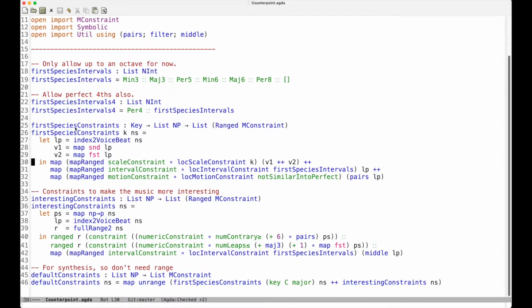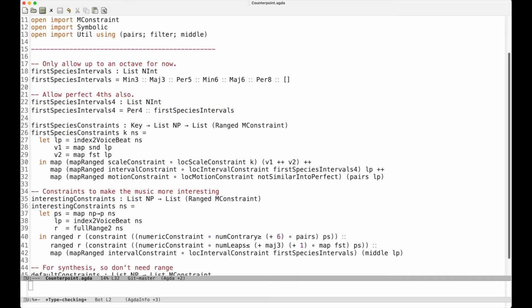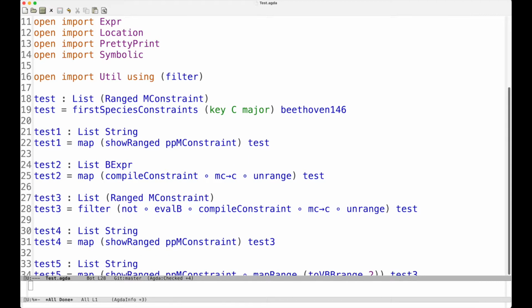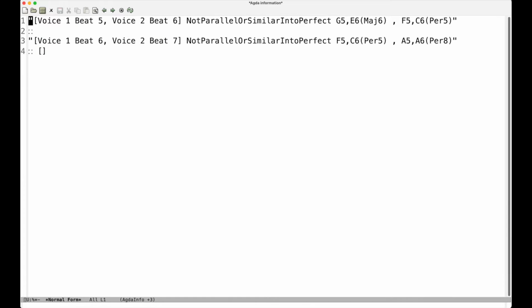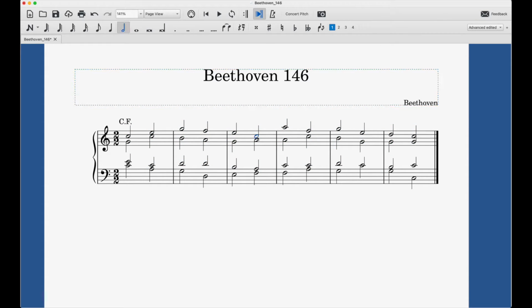All right, we can actually soften this rule, which we can do now. We have our first species constraints here, which again I'll explain more later, but one of them is that they have to be in these first species intervals, which didn't include the perfect fourth, but we could also allow the perfect fourth. So we can put that in, go back to our test, reevaluate, and voila, only the motion errors remain. The errors are between beats 5 and 6, and beats 6 and 7. We notice that we're going into a perfect fifth in beat 6, and then a perfect octave in beat 7. Sure enough, that corresponds to here, although here it's been fixed, and here. So if this was the original, this was the original error.